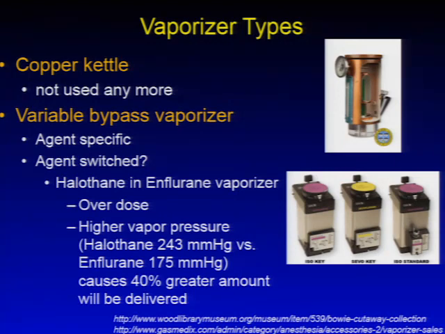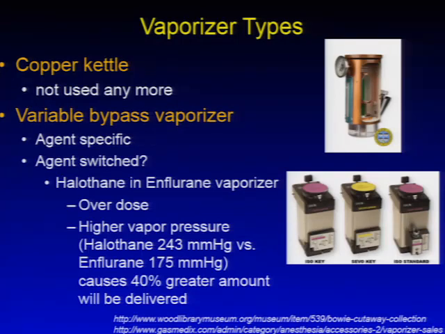So as I mentioned, the copper kettle, as you can see on the top right, is the older type of vaporizer, which you may not see in your practice. All you see in current practice is the variable bypass vaporizer, as you can see on the bottom right. It's agent specific and adjusted per agent.